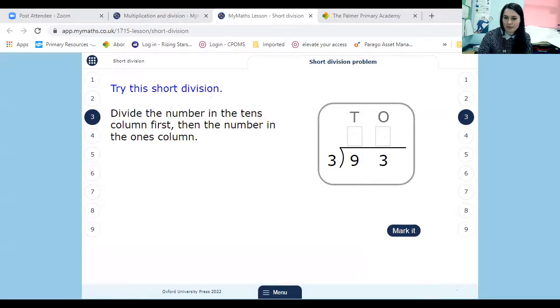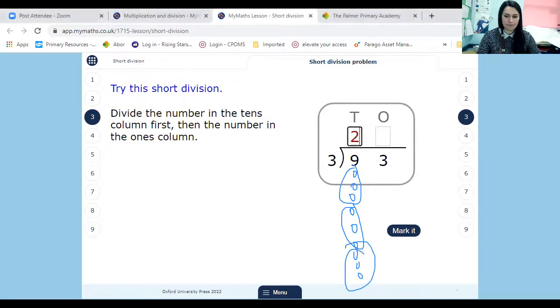So 3, we say how many, oh, this is 93 divided by 3, sorry. And then we will say how many 3s go into 9. How many 3s go into 9? So if you want to, you would draw yourself 9 circles. 7, 8, 9. And we say how many groups of 3? 1 group of 3, 2 groups of 3, exactly 3 groups of 3.